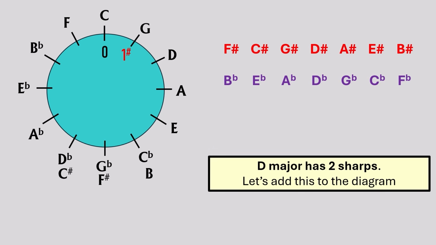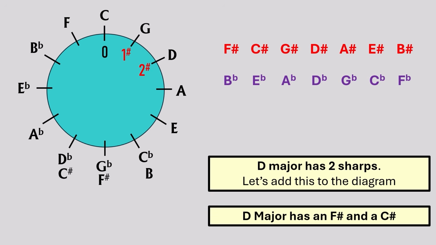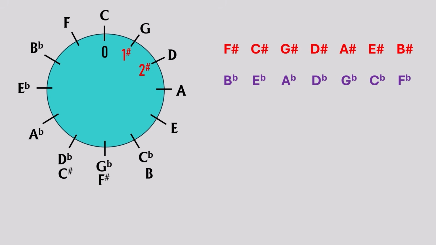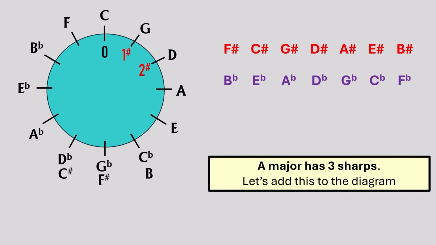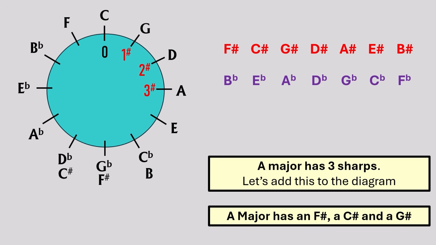D major has 2 sharps. Let's add this to the diagram. D major has an F sharp and a C sharp. A major has 3 sharps. Let's add this to the diagram. A major has an F sharp, a C sharp and a G sharp.